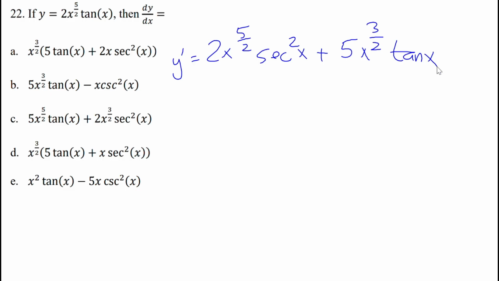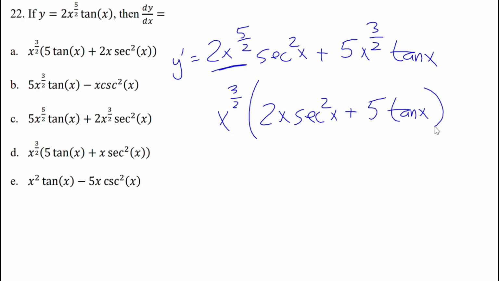And so our answer choices don't look exactly like any of those. So maybe we need to do a little bit of factoring out, since a couple of them have terms factored out. So we'll take out the x to the 3 halves, which is going to give us a 2x, because x to the 3 halves times 2x gives us 2x to the 5 halves. So 2x secant squared x, and then plus, well, we took out the x to the 3 halves, but we still have the 5, so plus 5 tangent x, which looks like answer choice A, just with these two terms switched around, which we can do.